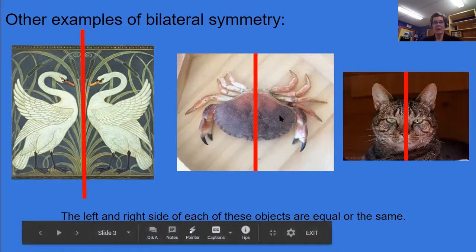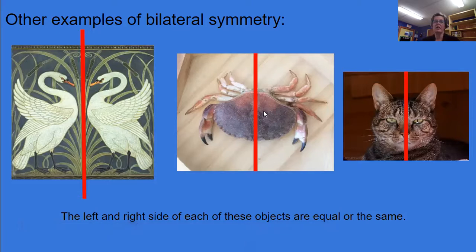Same with this crab. You'll find it a lot in nature, examples of not only radial symmetry, but also bilateral symmetry. And look at this cat. This cat here also shows us an example of bilateral symmetry. You can see even the markings on each side of this cat are exactly equal or the same.